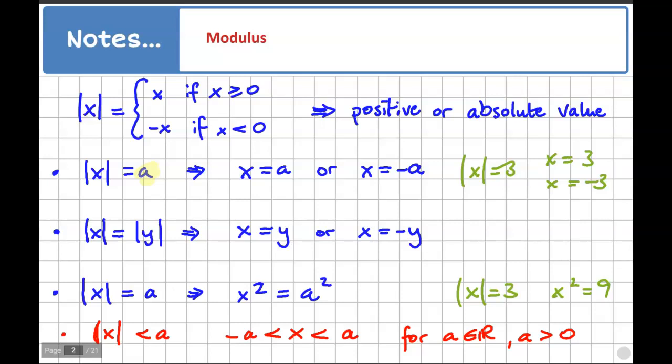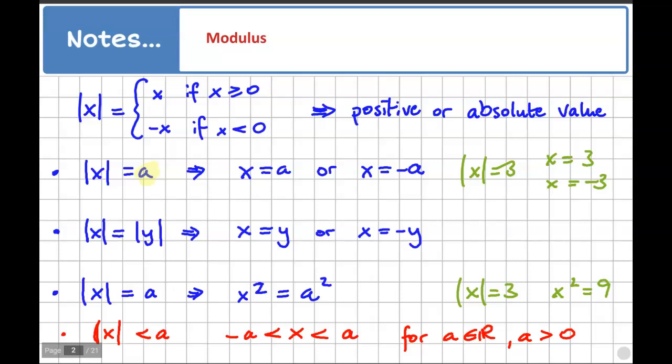And finally, whilst we're making some definitions, it's worth noting that if the modulus of x is less than a positive constant, then we can rewrite that as a double-ended inequality where x is between the positive and negative versions of a. So let's say the modulus of x is less than 3, then x is going to be between 3 and minus 3.